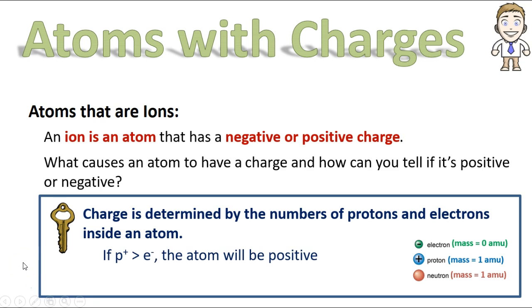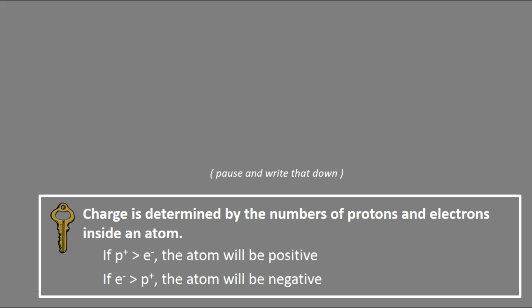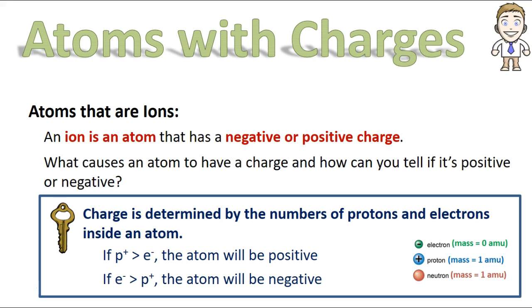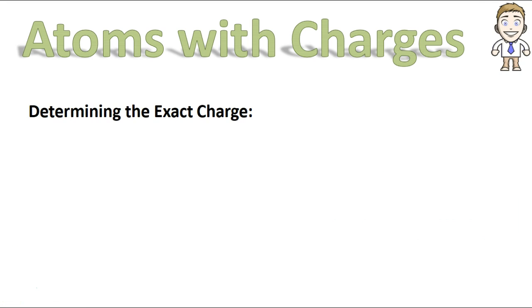In a little more detail, we could say that if there are more protons than electrons, if there's more positives than negatives, the atom will be a positive. And if there's more electrons than protons, the atom will, of course, be a negative ion. So let's apply this idea to an atom where we have to determine the exact charge the atom has.